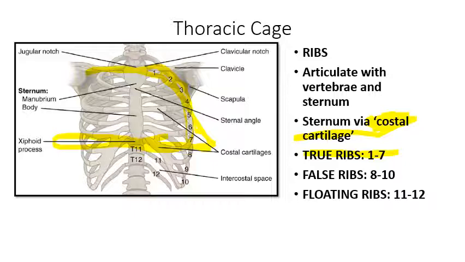Then ribs 8 through 12 are called false ribs, and the last two, ribs 11 and 12, are called the floating ribs because they don't connect with the sternum in any way. The floating ribs are also classified as false ribs. What I've drawn here is a little bit misleading, because I'm saying that ribs 8 to 10 are false ribs, but in fact ribs 8 through 12 are false ribs. Only the last two are floating ribs. So the floating ribs are false ribs, but not all false ribs are floating ribs.